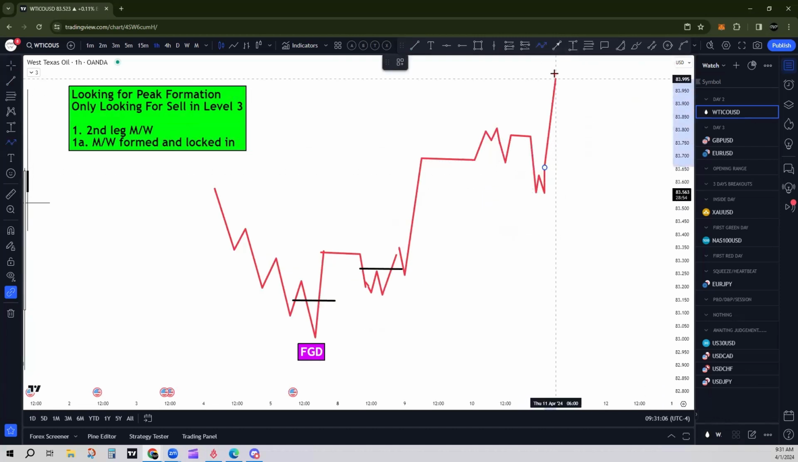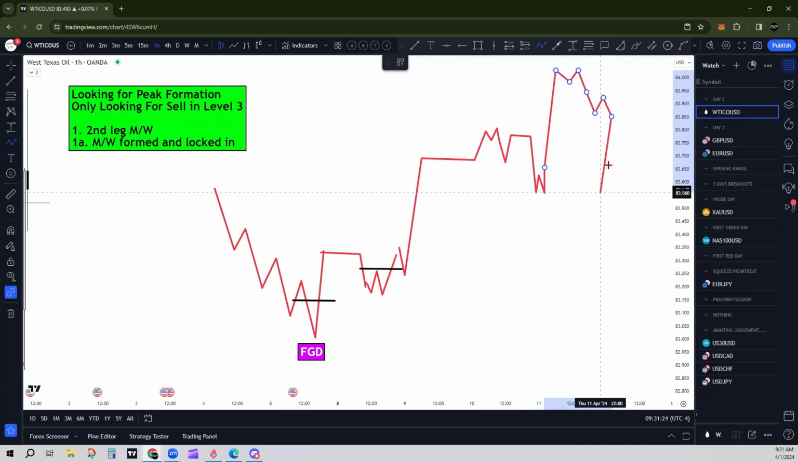We come up into level 3. Do I really want to continue to look for buying opportunities in level 3 where that is the buying trap? No. Now the process is going to repeat. I'm going to frame my day. I'm going to look for Asia to put in a high. I'm going to look for maybe London to put in a low.